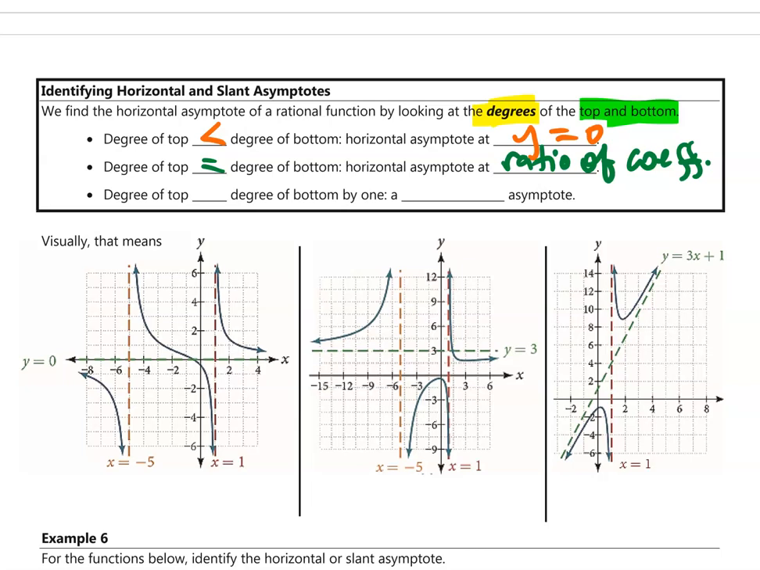And if the degree of the top is greater than the degree of the bottom by 1, we call this a slant asymptote. Again, if the degree of the top is greater than the degree of the bottom by 1, meaning we have a slant asymptote, and since we have a slant asymptote, meaning there is no horizontal asymptote. Okay, so visually, take a look at these graphs here.